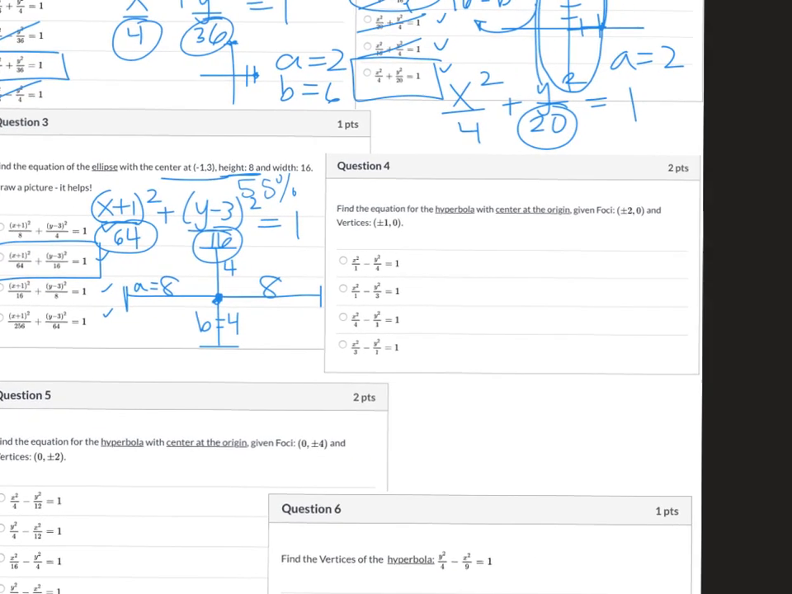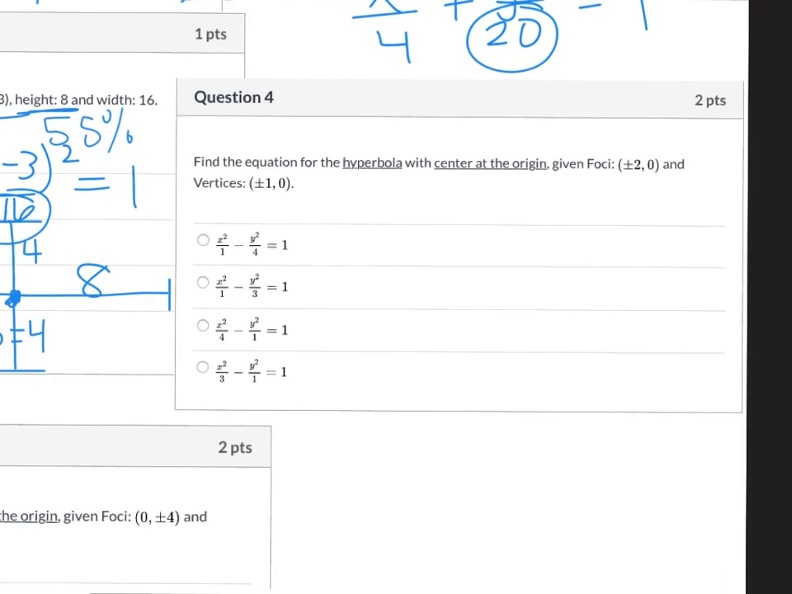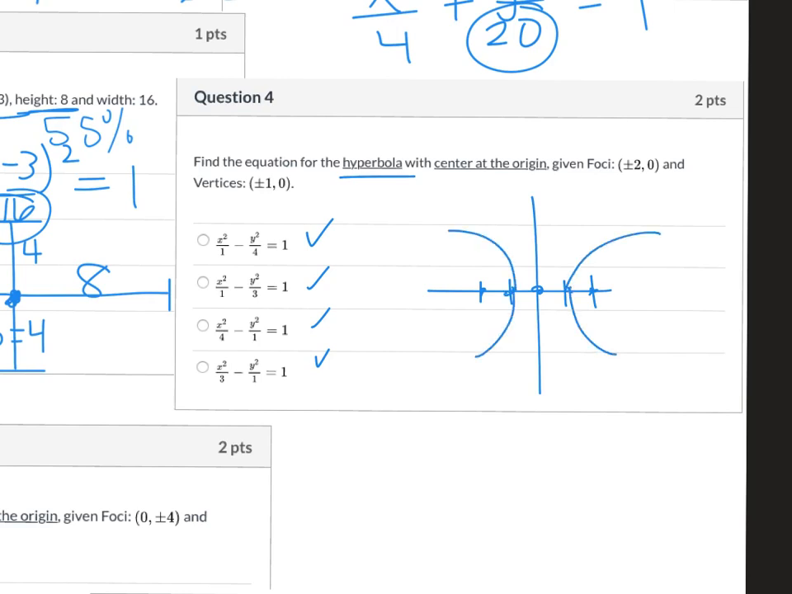All right, question number 4 now. Now we have a hyperbola. So all of these have a minus here, okay? And it says here that the center's at the origin. The foci are at ±2, and the vertices are at ±1. So this hyperbola has to go side to side. If a hyperbola goes side to side, then x squared is going to be first, which they all have. And then y squared equals 1.